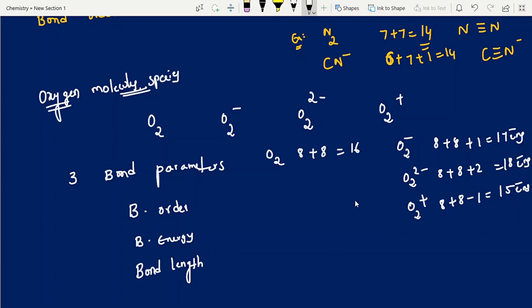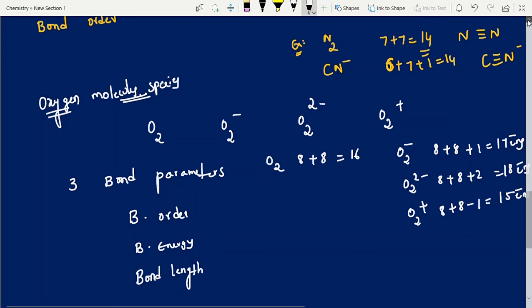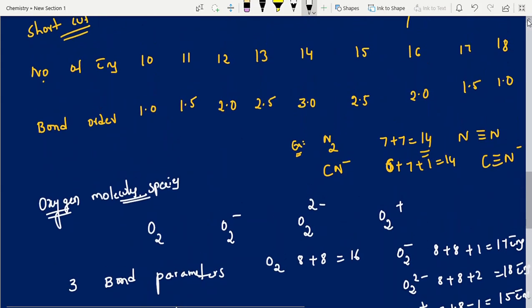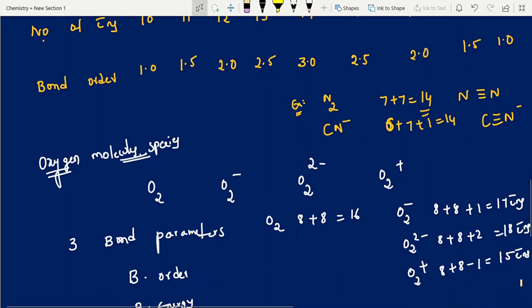That's all. If you know the electrons, then we can use the shortcut. What is the table here? I gave here. Yes, that's all. This you can follow. Can you tell 16 electrons means what is the bond order? 2. 17 electrons means what is the bond order? 1.5. 18 electrons means 1. And 15 electrons means 2.5. So finally, in which case it is more? Yes. Which case it is more? 15 electrons, right? 15 electrons bond order you can write. That is 2.5, right? See how easily we are working questions.